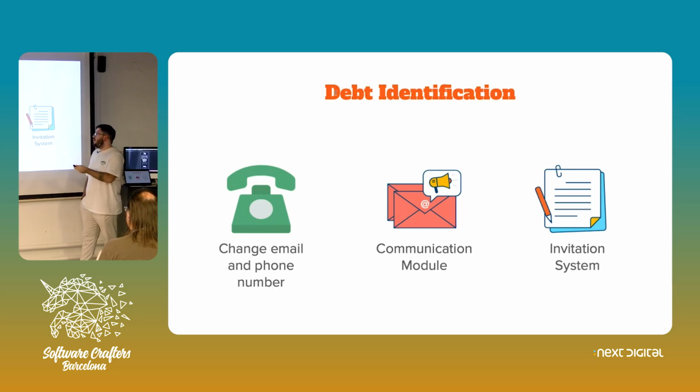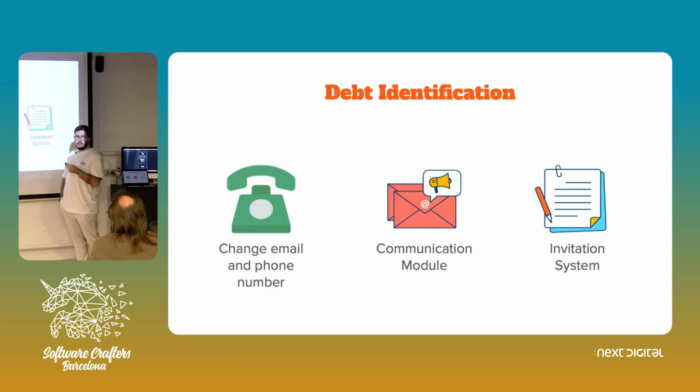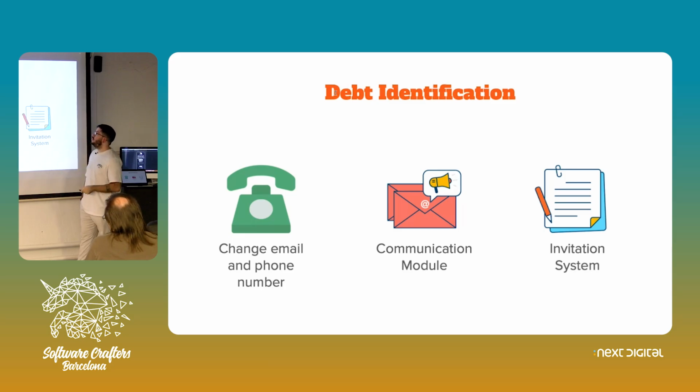We came up with these 3 things. Change email and phone number. It may sound silly, but be careful with Cognito's initial settings, so they're not really resilient to changes. Then we had a communication bounded context, but we lacked a communication module and centralized notification aggregate. So there were a lot of features missing that we were not able to do because of the absence of something. And then the invitation system we just talked about.